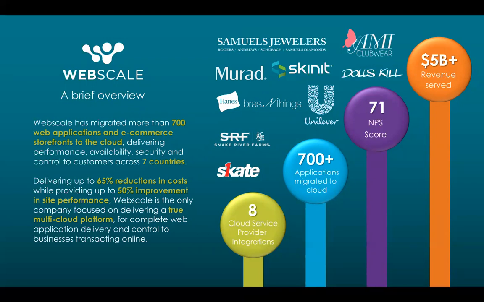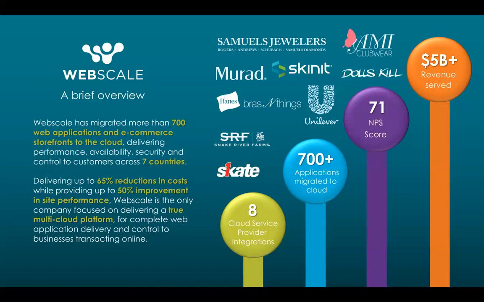So as you can see here, Webscale is completely cloud agnostic. We currently have over 8 cloud service provider integrations today. Those include some of the biggest ones that you have heard of: Amazon, Google, IBM, Azure, and then some smaller regional cloud providers as well, like CenturyLink, also serving Alibaba regions. To date, we've migrated over 700 applications across these various cloud providers. And in just last year alone, 2017, we processed over $5 billion of revenue across our customer base using the Webscale technology.